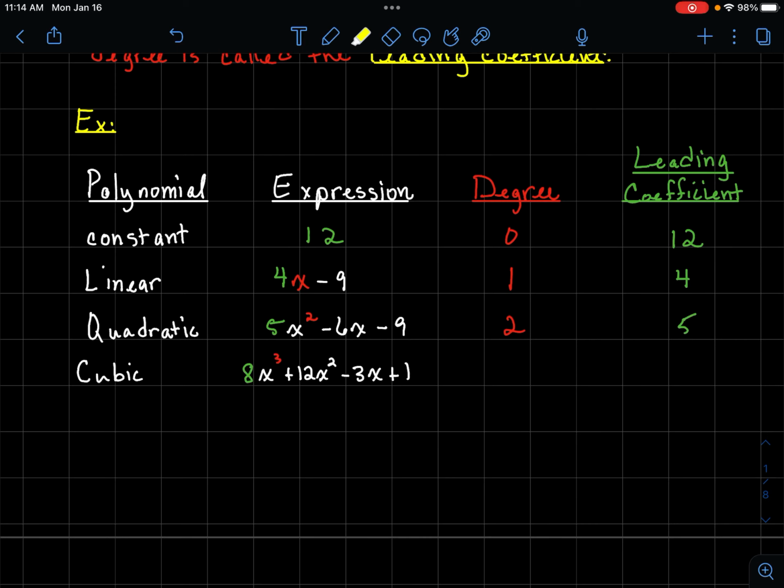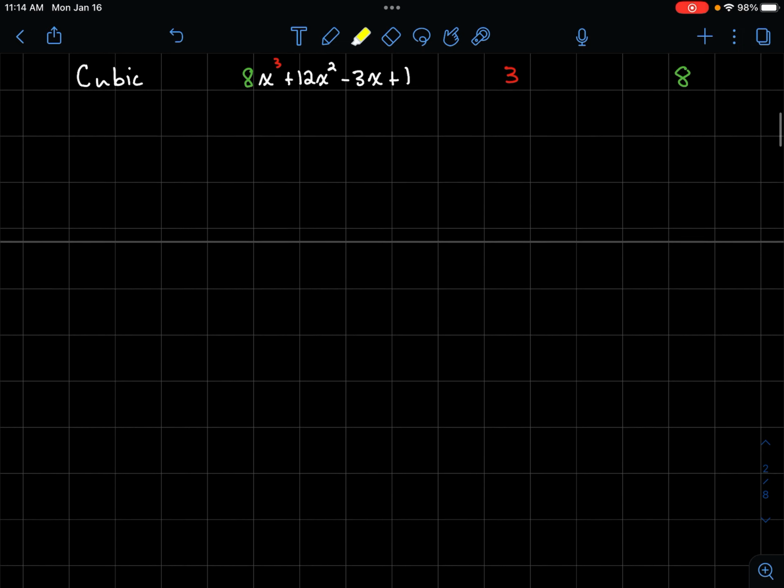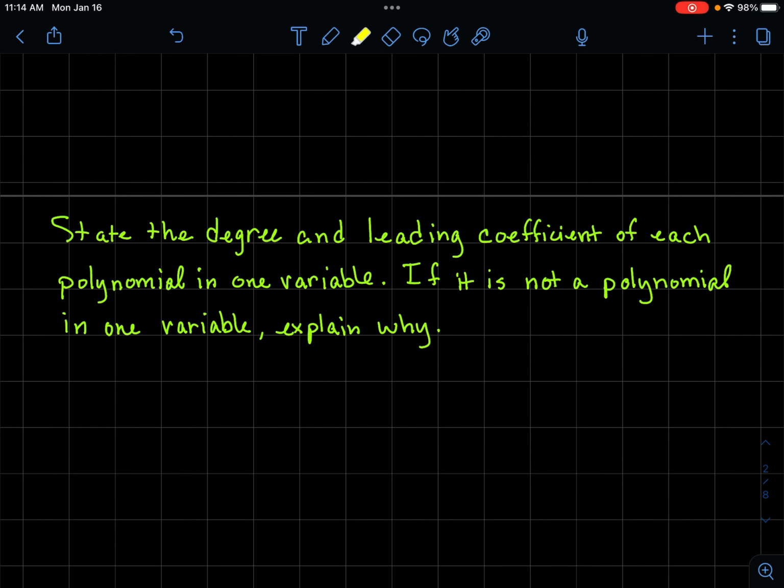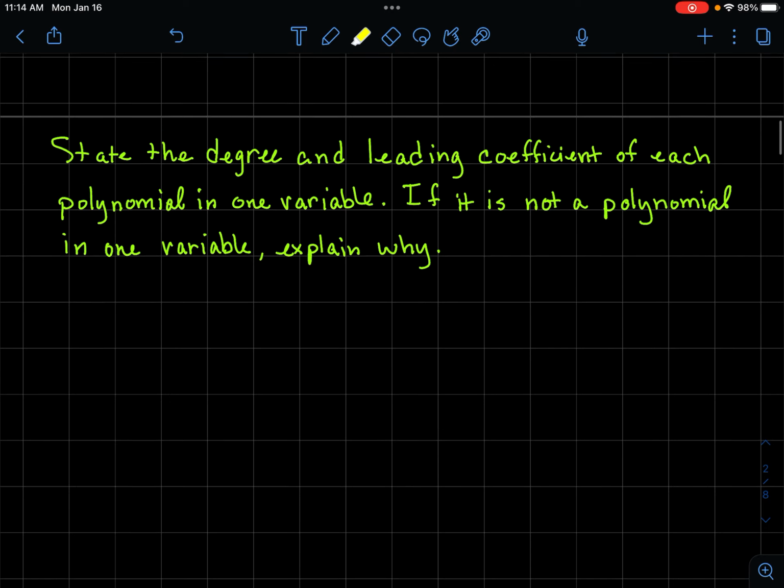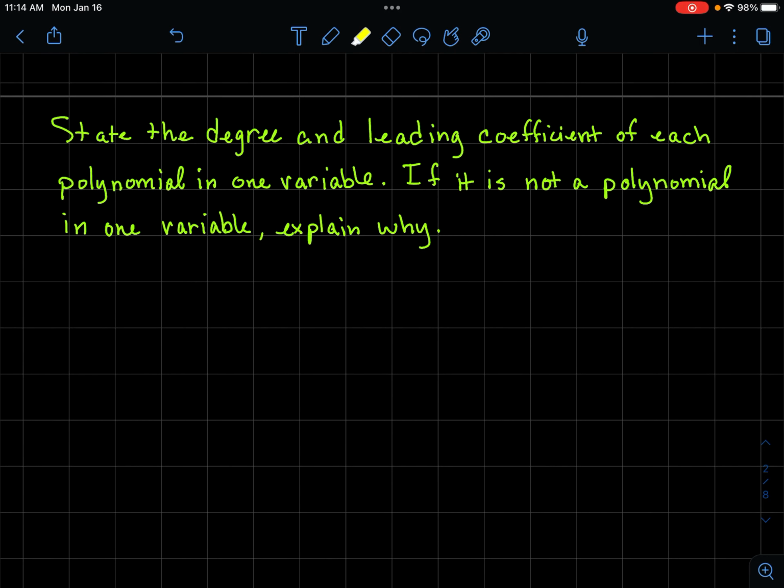The final example of a polynomial that we have here has a name, it is called a cubic, where the largest exponent is 3, so its degree would be 3. And then the number in front of the variable, 8, would be the leading coefficient for this particular polynomial. So if you get homework problems, the directions will say, state the degree and the leading coefficient of each polynomial in one variable. If it is not a polynomial in one variable, you need to explain why.